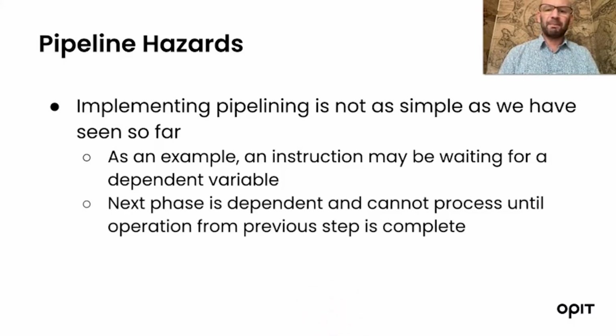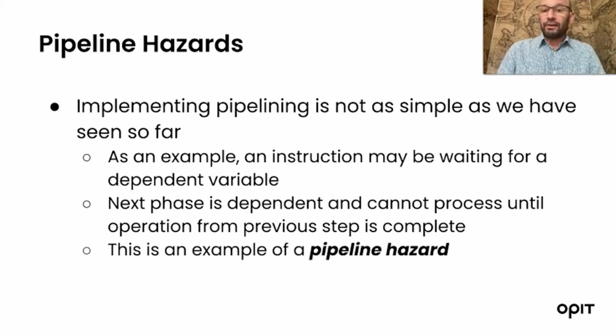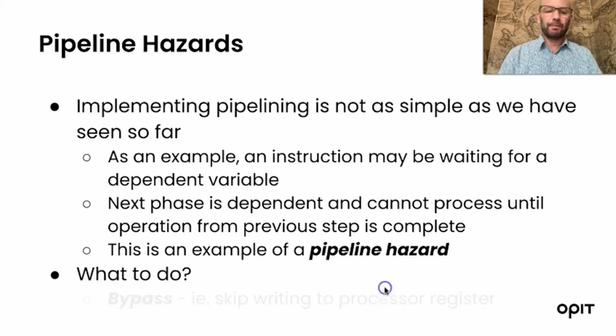Also, if the next phase is dependent, it cannot process until the operation from the previous step is complete. And we would call this a pipeline hazard. So it's a hazard of the fact that we can't optimize with an algorithm if we have this dependency. So what can we do about it? That's the question, of course, that we want to be able to answer.